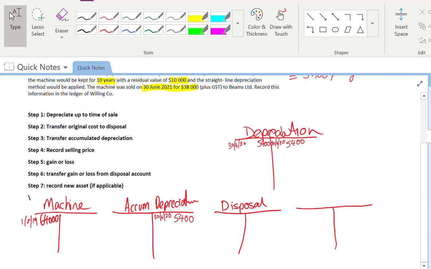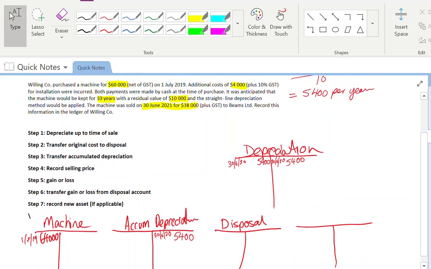So let's have a look down here. On the 1st of the 7th, 2019, we recorded the purchase of the machine in a new account for $64,000. We include the installation, so that's capital expenditure, and it adds to the cost of the asset, the original cost, the value.